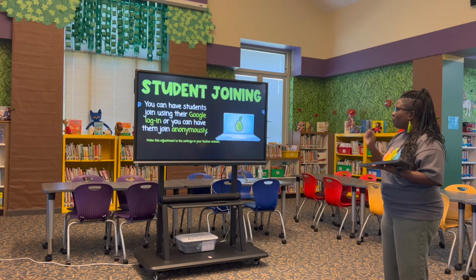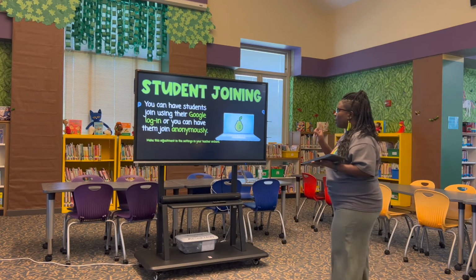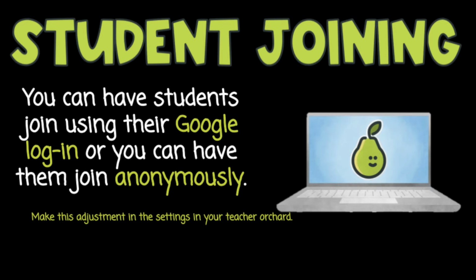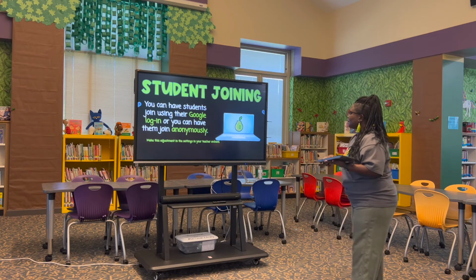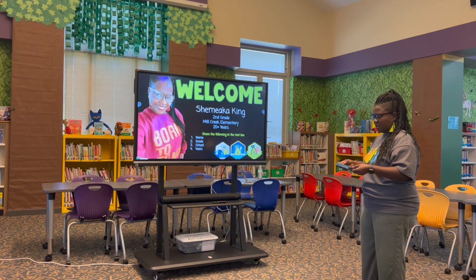All right. Before we join, I want to talk about 2 ways that you can get your students to join. You can get them to join by using their Google account. If you use their Google account, that means you'll have access to their names, because we'll talk about the 3 different views from Pear Deck in just a minute. Or you can have them join without knowing who they are. They'll just show up as animals. But you'll have to make that adjustment in the settings. All right, so we're going to go ahead and get one started.